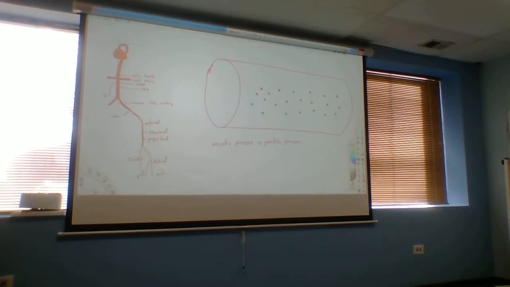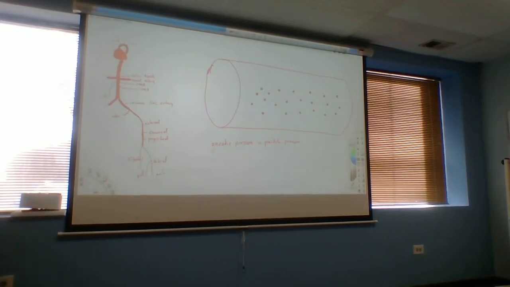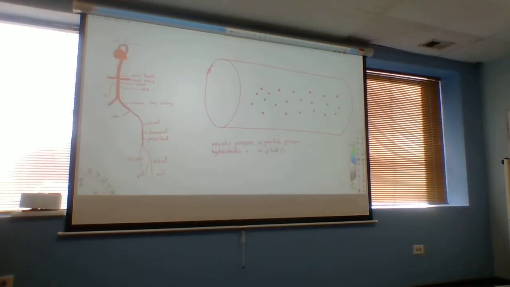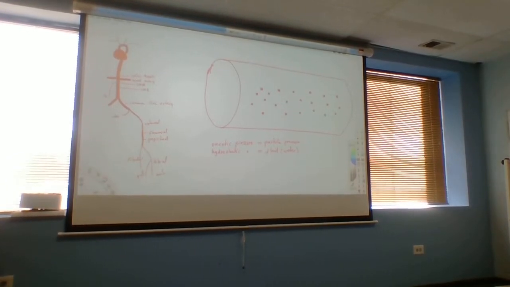Oncotic pressure is pressure produced by particles. Hydrostatic: hydro means water or fluid, right? Hydrostatic pressure is pressure produced by fluid or water in this case. Okay, so there are factors we need to know. So that's the two pressures.